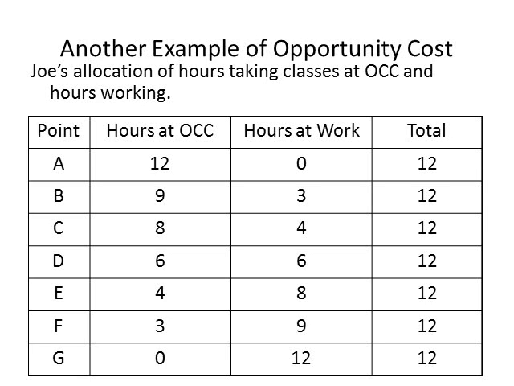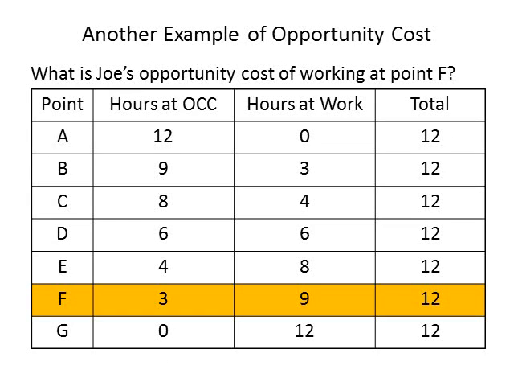Fortunately, we're not going to spend a whole long time going through the whole table because we're going to be interested in the opportunity cost of working at a particular point. In this case, we're going to focus in at point F. At this point, Joe can study for 3 hours or he can work for 9 hours.